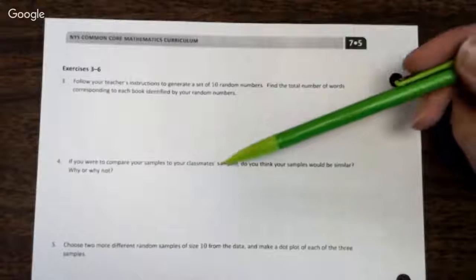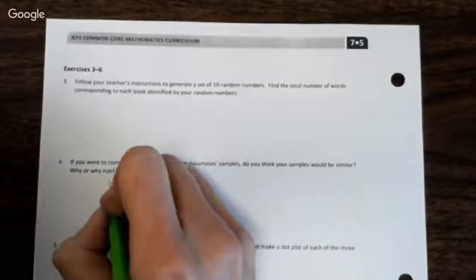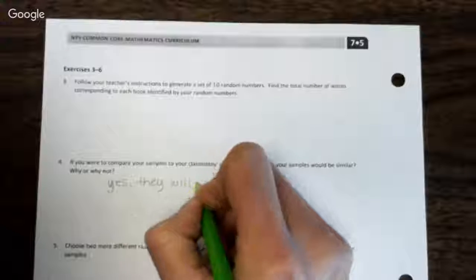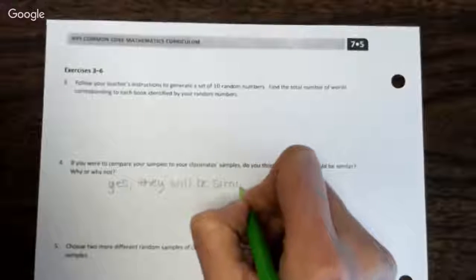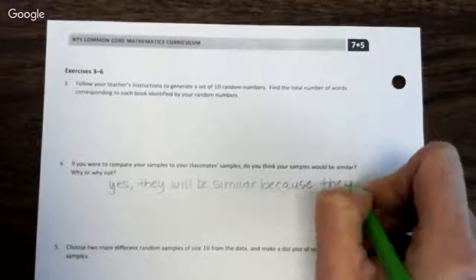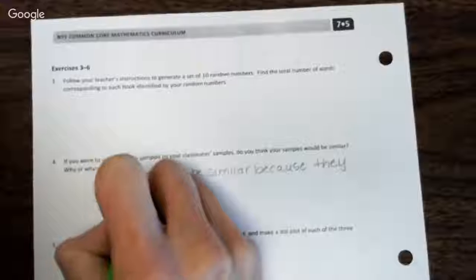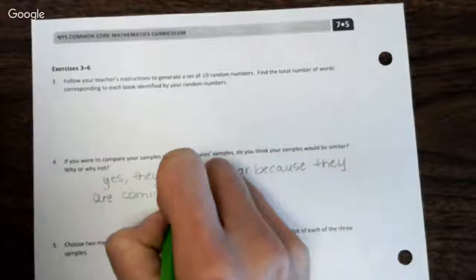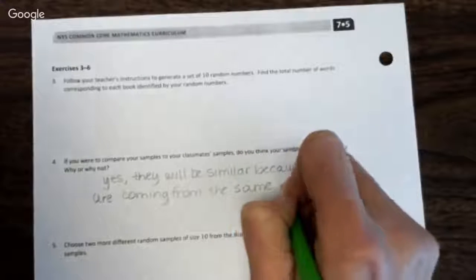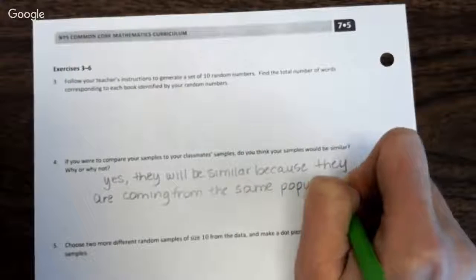Now, the next part says, if you were to compare your samples to a classmate's sample, do you think your samples would be fair or would be similar? And the answer would be yes, because all samples are going to be similar. They're coming from the same population. But will they be the exact same? No.